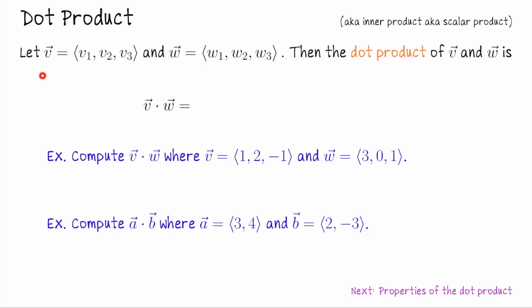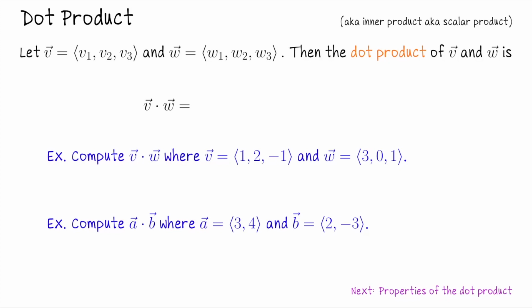So suppose v is a vector whose components are v1, v2, and v3. So the x-coordinate of v is v1, the y-coordinate is v2, and the z-coordinate is v3. And let w be a vector whose components are w1, w2, and w3. So all of these coordinates are just scalar numbers.